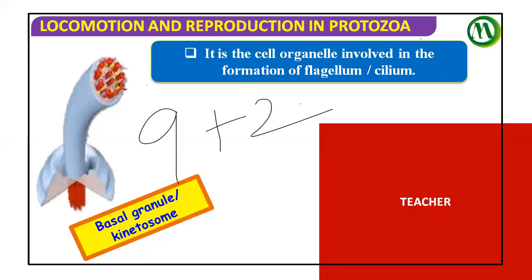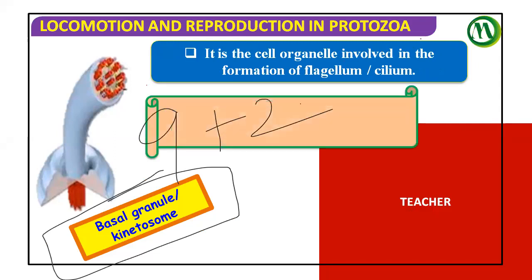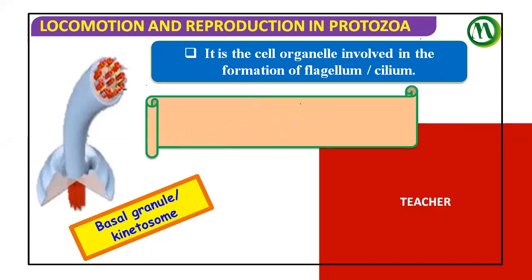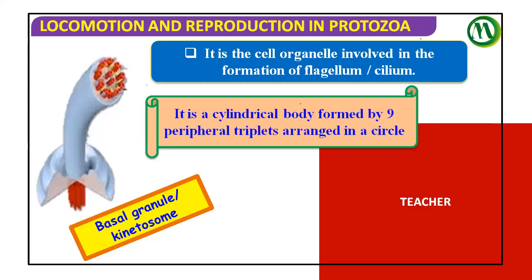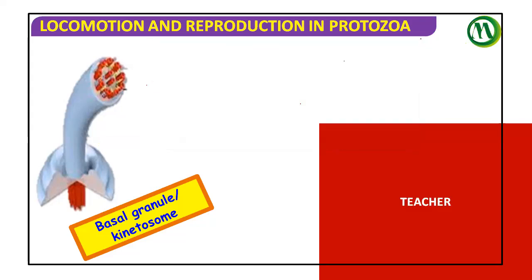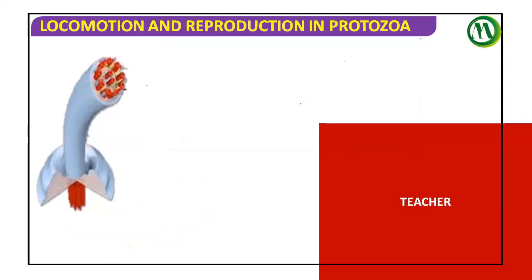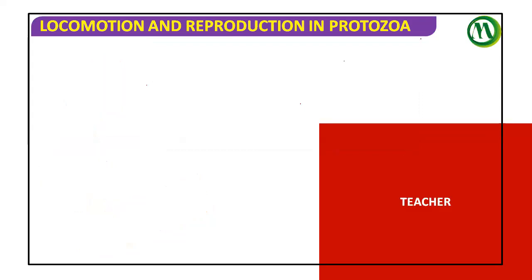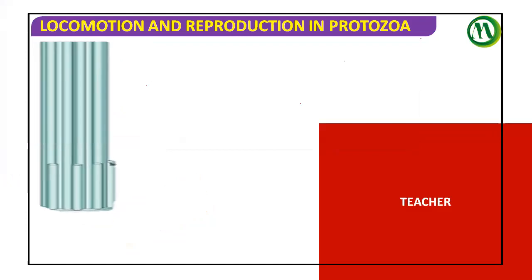So anything, either flagellum or cilium, as we have been saying from the beginning, is going to arise from the basal granule or kinetosome. It is a cylindrical body formed by the 9 peripheral triplets arranged in a circle. Here it is. What you can see is the flagellum, isn't it? So their base is going to be the basal granule or blepharoplast or basal body, or kinetosome.